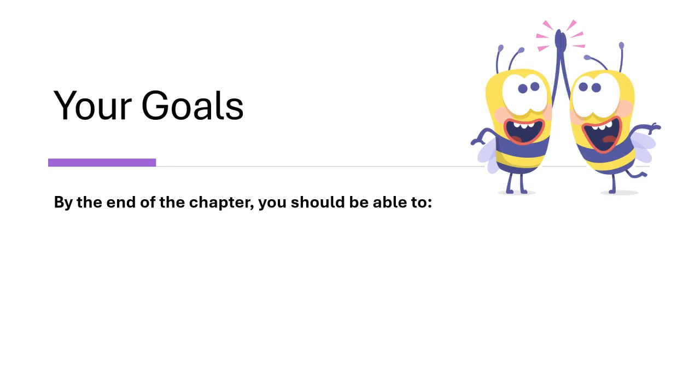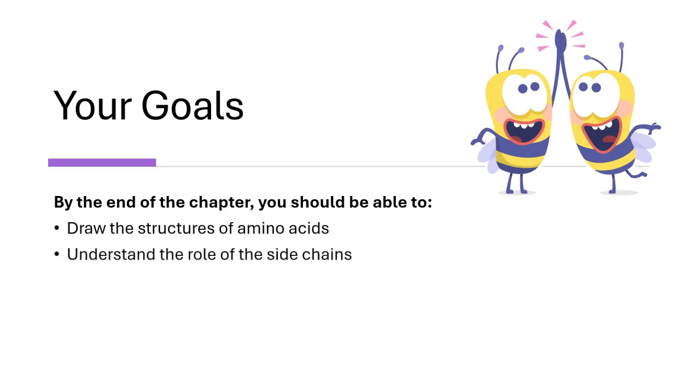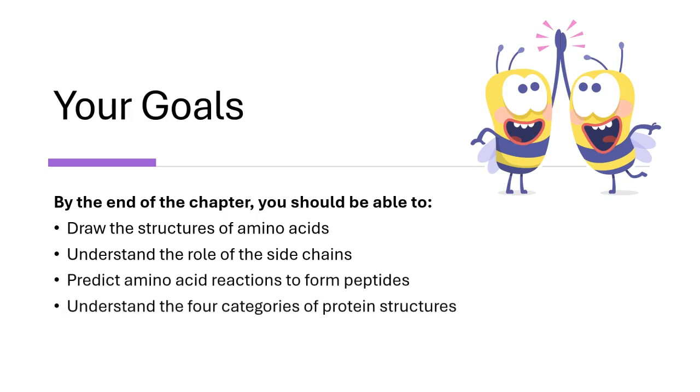Your goals. By the end of the chapter, you should be able to draw the structures of amino acids, understand the role of the side chains, predict amino acid reactions to form peptides, understand the 4 categories of protein structures, and identify some functions of proteins.